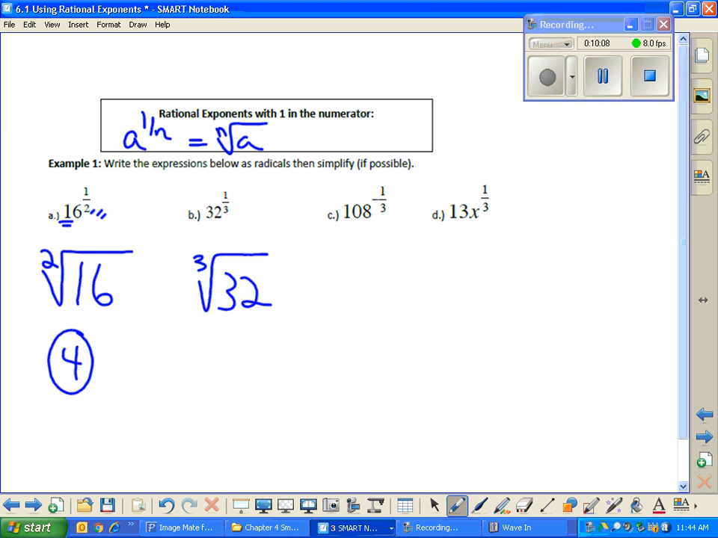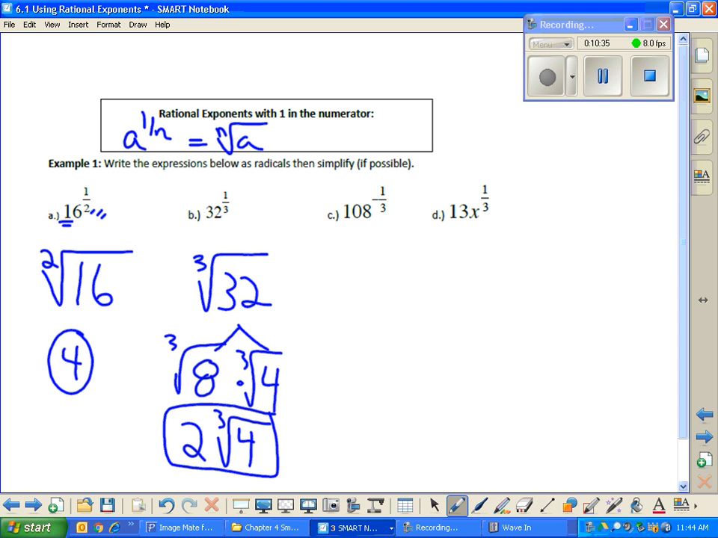Cube root of 32, I'm going to break that apart into its perfect cube factor and then the other number. What is the perfect cube that goes into 32? Doug? 8. Cube root each piece. Cube root of 8 is 2. Bring down your cube root of 4, and then that is done. So step 1 is I turn it into a radical. Step 2 is I simplify it.